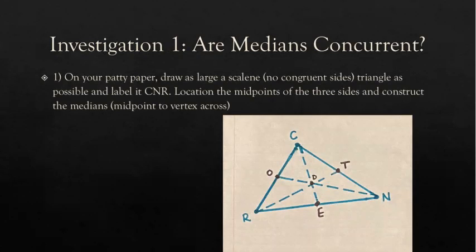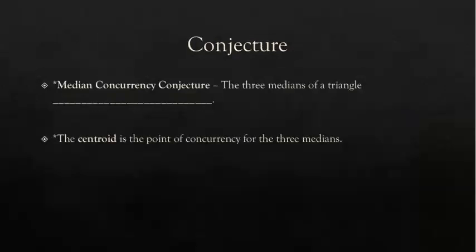You can see that the three medians are concurrent. So the three medians of a triangle are concurrent. The point of concurrency of the three medians is called the centroid. The centroid is the point of concurrency for the three medians. Now let's continue this investigation. Keep your triangle handy.